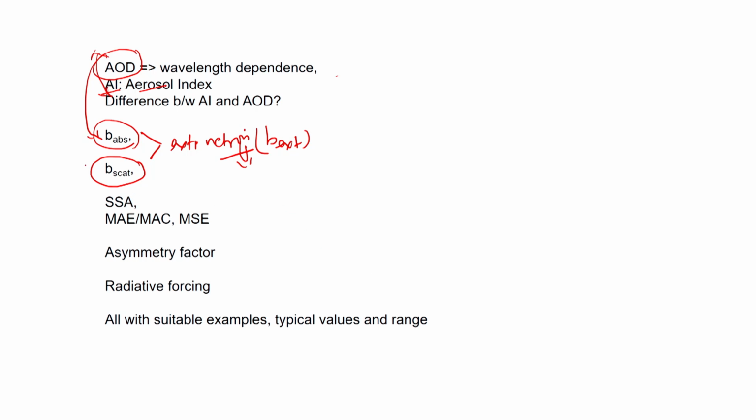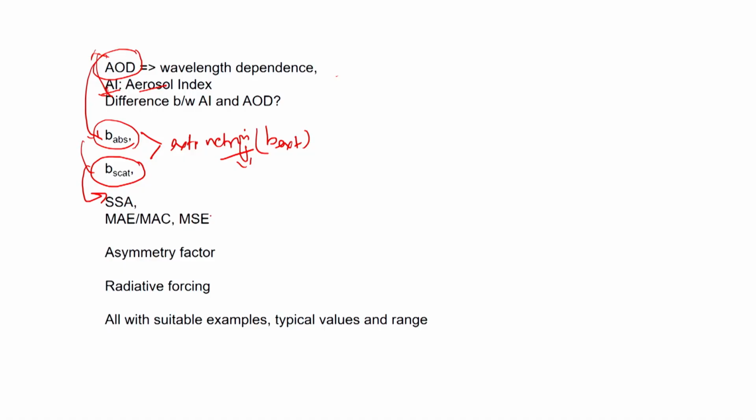Then with these two parameters, we also calculate one very important parameter called single scattering albedo. It is like the albedo of a particular surface, how much radiation is reflected back to the atmosphere compared to the incoming solar radiation. When we talk about single scattering albedo here, it is because of scattering, not reflection, because we are talking about particles here. Particles will not reflect much; they will scatter the solar radiation more.